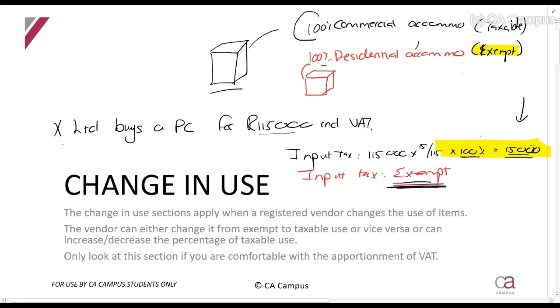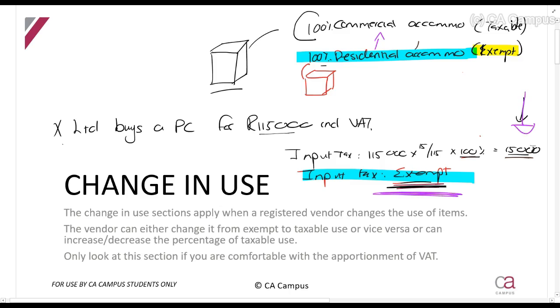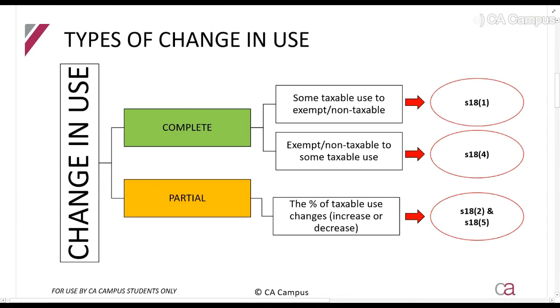I buy a computer and say I'm going to use it for my residential building, so it's exempt. But now I change my mind and I move that computer to my commercial building. So what's the problem? I didn't claim any input tax, but I should now have claimed input tax. So how am I going to fix it? By claiming input tax. That is the one situation that you get, and I'm going to start with that. That's this complete one over here. A partial change in use works as follows.